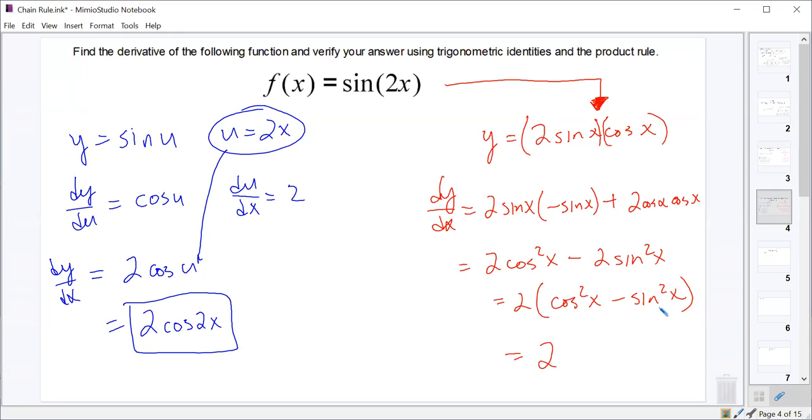Like you guys didn't memorize it. Cosine squared minus sine squared is cosine 2x. And look, they're the same. Isn't that great?